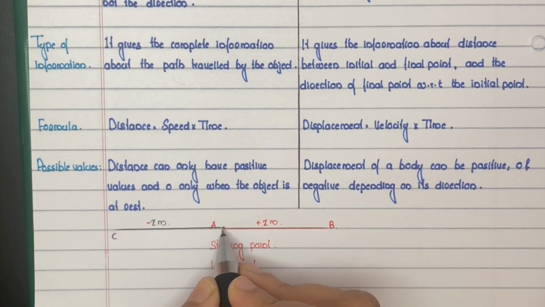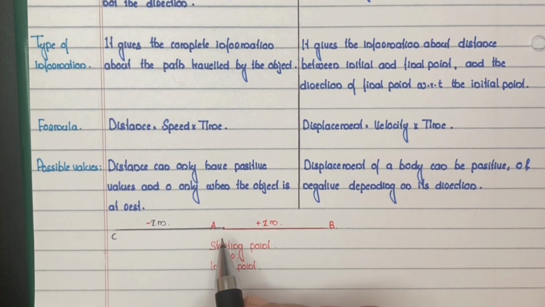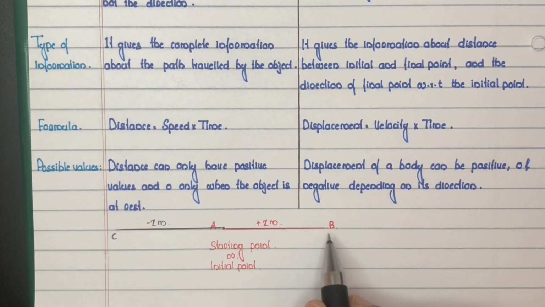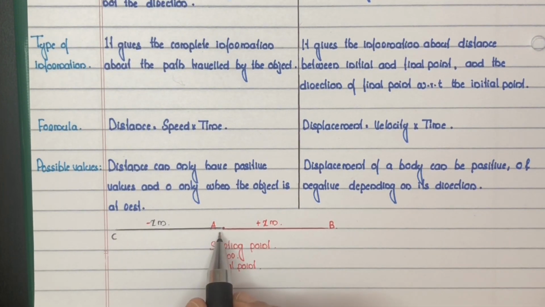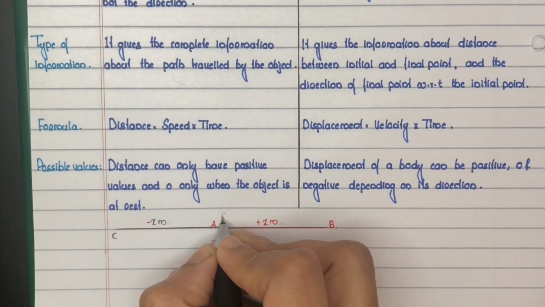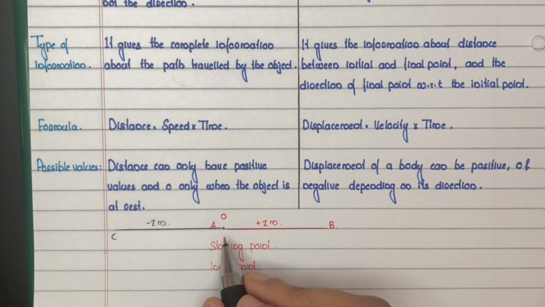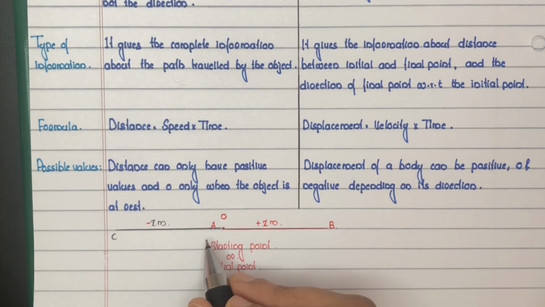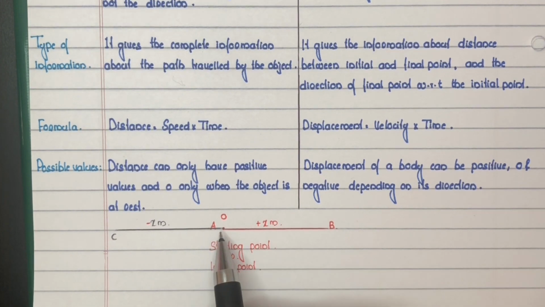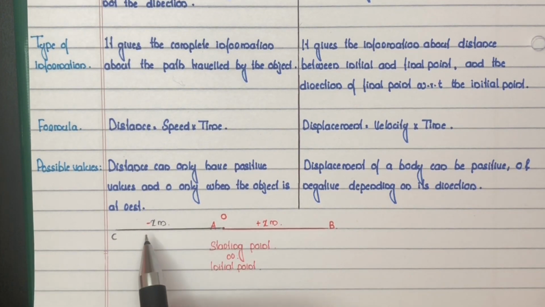And if the body returns back to its initial position, that is, first it starts its journey at point A and reaches B and then returns back to its initial position, that is, it reaches point A, and now the initial point and final point coincide, the displacement will be zero. If the body is at point A, the displacement will be zero. That is, at point A there is no straight line distance between initial and final point, so the displacement will be zero. Or if the body is not moving, in that case also the displacement will be zero. In both cases the displacement will be zero, so the displacement can be positive, zero and negative depending upon its direction. What about distance?